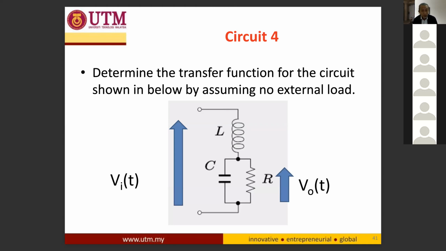So you are given another circuit, circuit number 4. Determine the transfer function for the circuit shown below by assuming no external load. You have a Vi as the voltage input, and you have the resistance, with VR as the output of the system. So find the transfer function, V0 over Vi in the S domain, to show the relationship between the output and input.